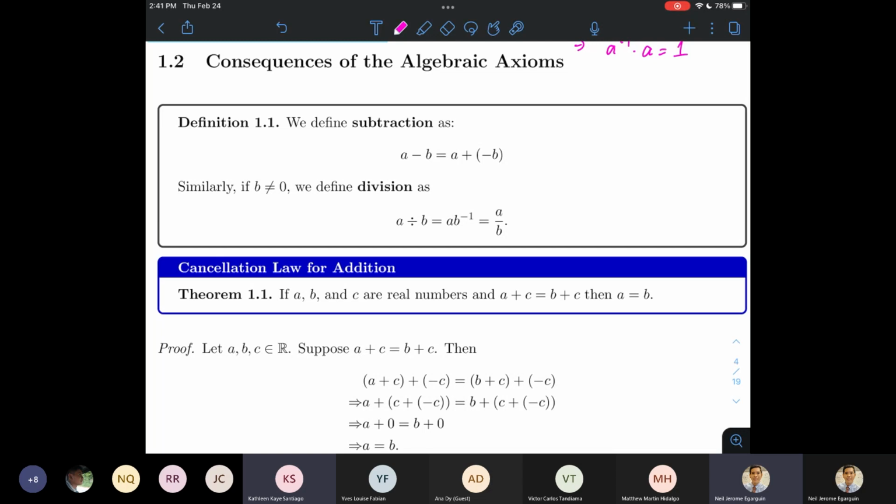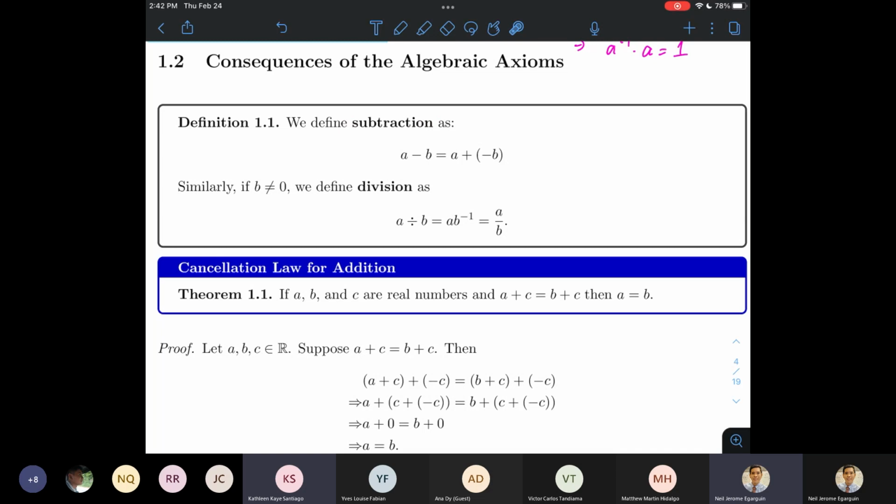Well, what we know as subtraction and division are actually variants of addition and multiplication. That's why we really have only two basic operations. The other two are just special cases of these two operations. So for instance, in definition 1.1, we see that subtraction of two real numbers is basically an addition in disguise. We write a minus b to mean that we are adding to A the additive inverse of B. All right? So A minus B is really A plus the additive inverse of B.